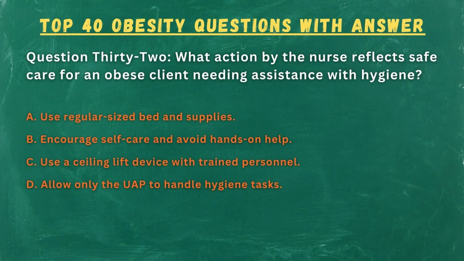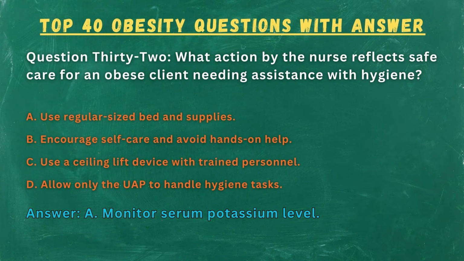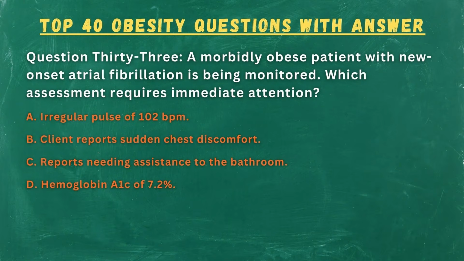A. Use regular size bed and supplies. B. Encourage self-care and avoid hands-on help. C. Use a ceiling lift device with trained personnel. D. Allow only the UAP to handle hygiene tasks. Answer. C. Use a ceiling lift device with trained personnel. Question 33. A morbidly obese patient with new onset atrial fibrillation is being monitored. Which assessment requires immediate attention?